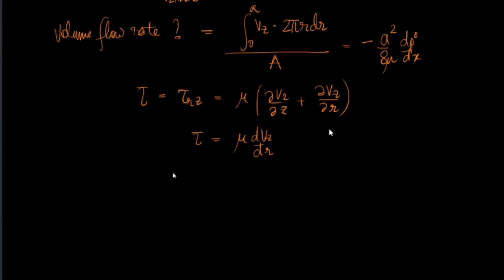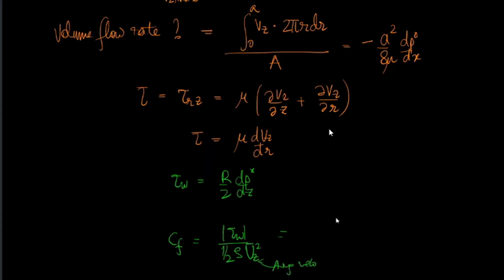So the skin friction coefficient, I'll just tell you the result. tau_wall is equal to (R/2) dp*/dz. The skin friction coefficient is defined as the magnitude of the wall shear stress divided by half rho V average square. So this is the average velocity.